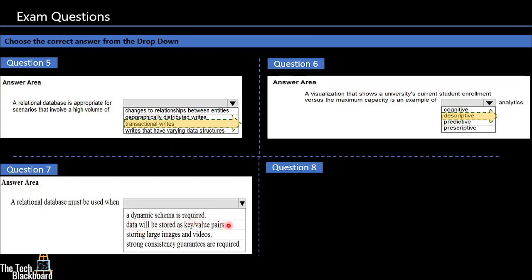Data is stored in key value pairs, definitely not an attribute of relational database. Storing large images and videos. This, of course, is not a relational database. Relational databases are more suitable for storing values in a tabular format, and definitely not large images or video files. Storing large video files or image files is more suitable for databases like blob storage. Then coming to the last option, strong consistency required. This definitely is our right answer. The reason being that when it comes to relational database, we are almost always talking about OLTP type of transaction, which comes under strong consistency.